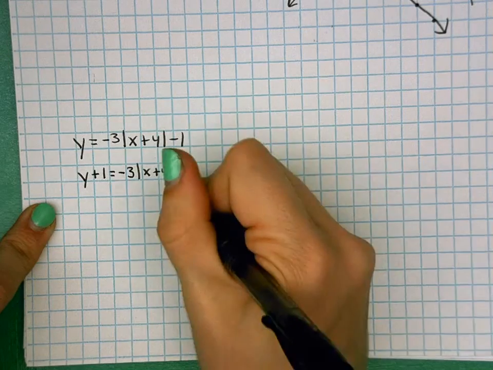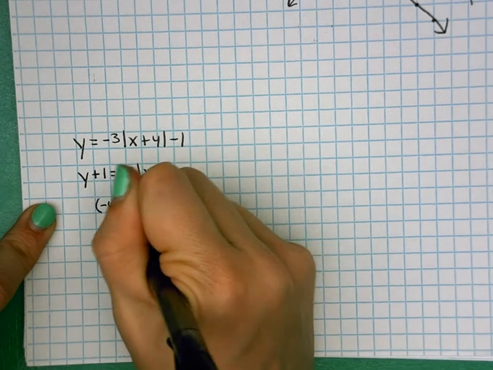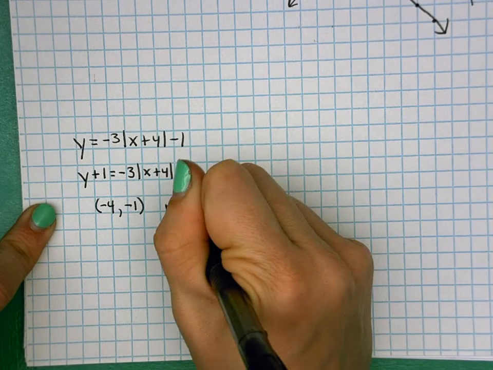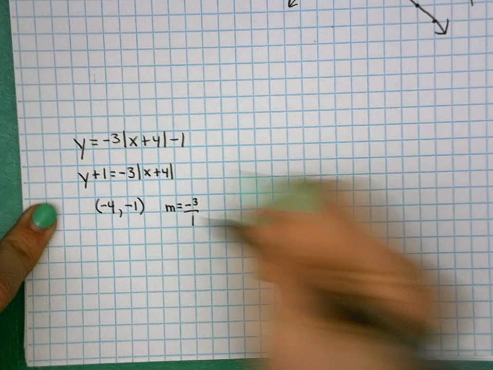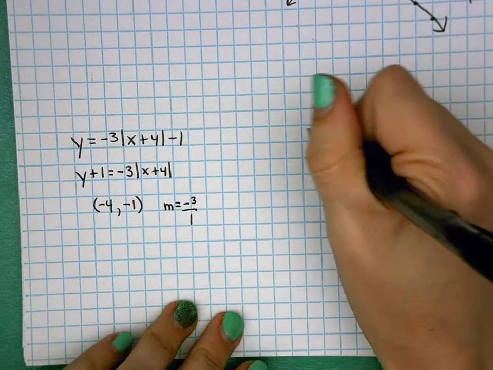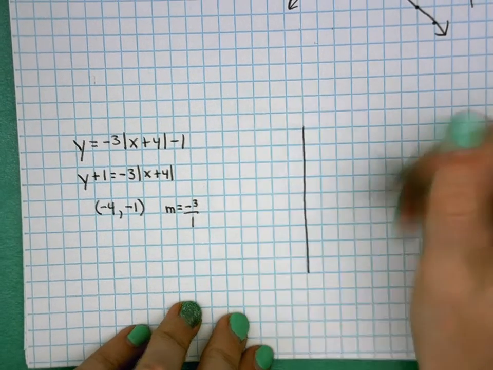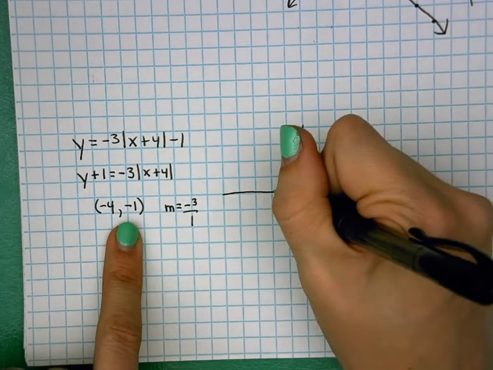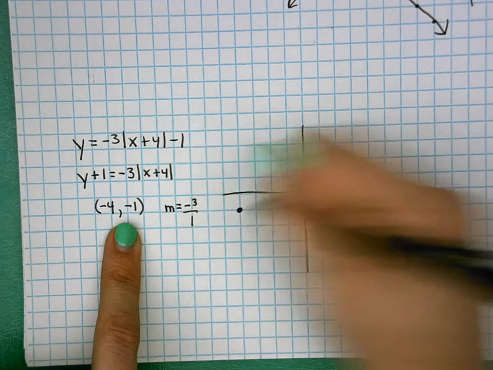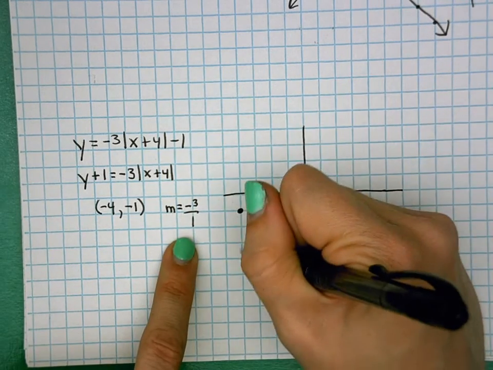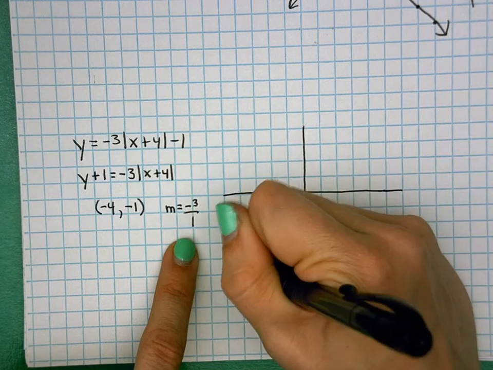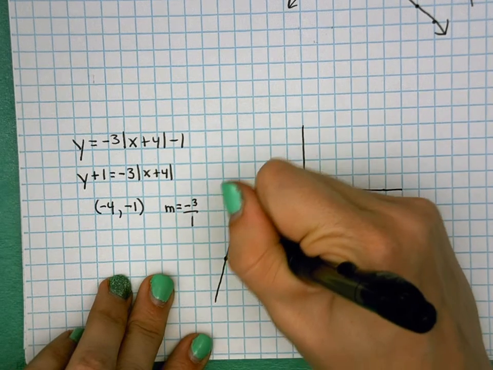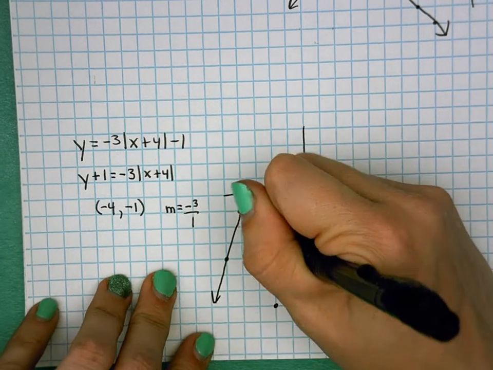Initial point, x is negative 4, y is negative 1. We are absolute values, so I do have a slope. My slope is negative 3, so we're going down 3 over 1. Okay, initial point, negative 4, negative 1, and then down 3 over 1. Okay, and again, it's absolute value, so technically that pattern keeps going. And you've got your V.